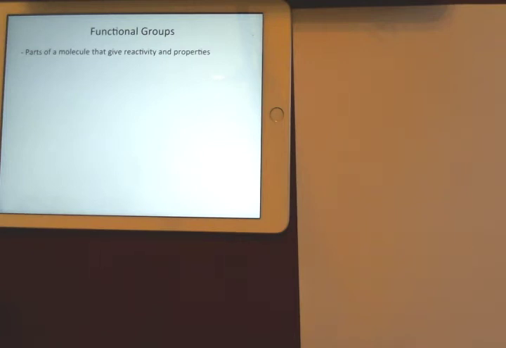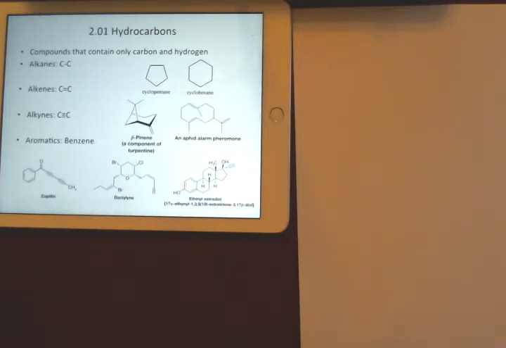Hello. So we're moving on to chapter 2 in the Solomon's book. This one we're talking about functional groups. Those are the parts of the molecule where there's actual reactivity, and that's what gives it most of its properties. The most basic functional group is really the hydrocarbons. Those are the most basic organic compounds. Those are ones that only contain carbon and hydrogen.